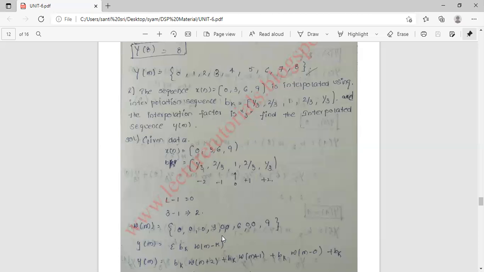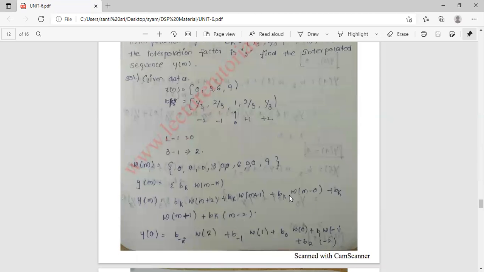Now we write the formula: y of n equal to sigma bk into w of m minus k. So bk starts from minus 2. b minus 2 into w of m minus of minus 2, that is m plus 2. Plus b minus 1 into w of m minus of minus 1, that is m plus 1. Next, b0 into w of m minus 0, plus b1 into w of m minus 1, plus b2 into w of m minus 2. Now we'll write this, m plus 2 here.